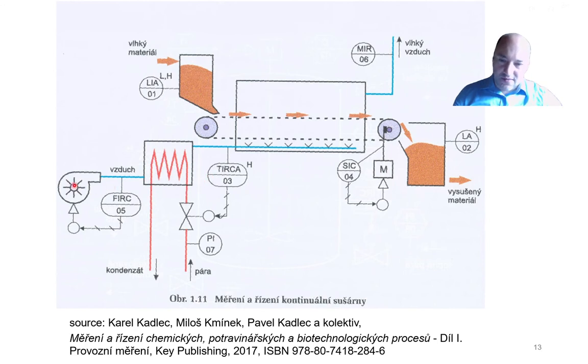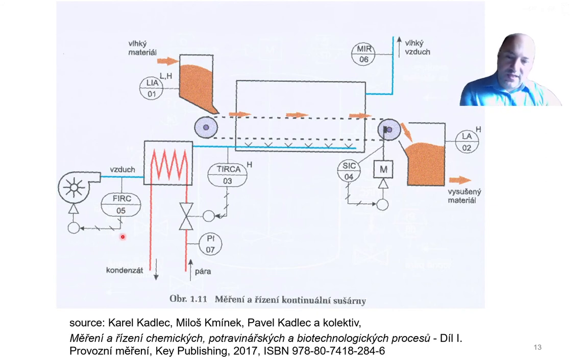Here we can see a fan. So this is a symbol for a fan. We're blowing air into a heat exchanger. So here we are heating the air up, and this air is then going into my drying oven. So it's going through those nozzles. It's being heated so that it will take the moisture from my material, and in order to control the moisture, I have a moisture indicator and recorder in this output pipe.